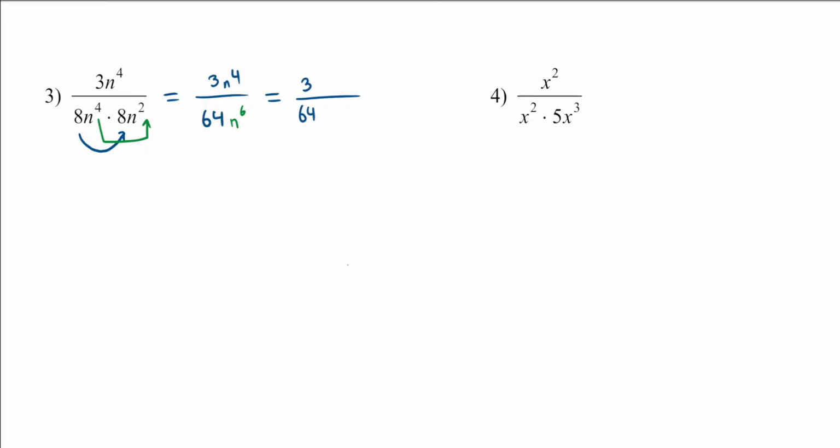Now let's subtract the exponents. What is 6 minus 4? 6 minus 4 is 2. And it looks to me that the 6 is bigger. So this gets completely eliminated, and the 6 turns into a little 2. So I'll end up with 3 over 64 times n squared. Box it, put a bow on top, give it to someone for Christmas. There you go. Next one.